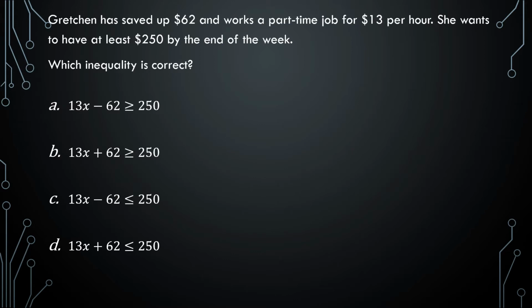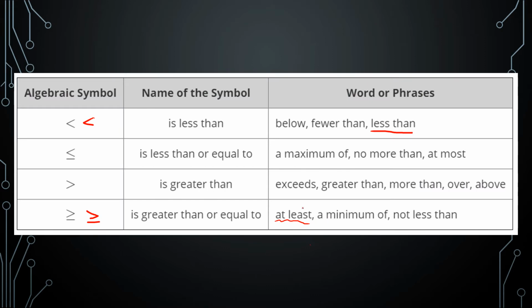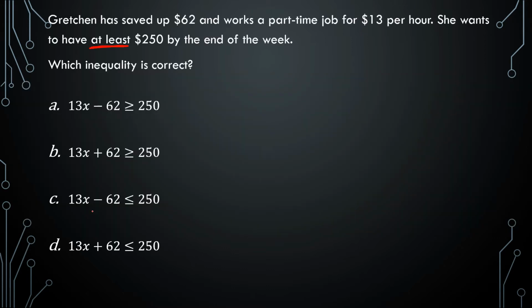Alrighty, so here's our first problem. It says that Gretchen has saved up $62 and works part-time for her $13 per hour job. She wants to have at least $250 by the end of the week. So here, it says she wants to have at least $250. So if I look back here at my chart, here's at least, which tells me I want to use this symbol in my inequality. So these two down here, which have the symbol in the opposite direction, those are out.